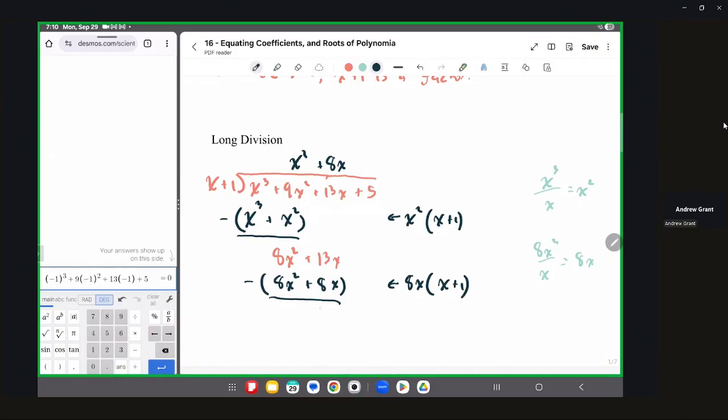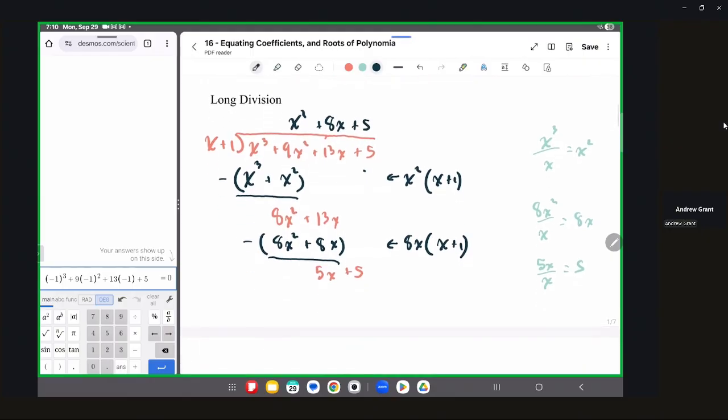13x minus 8x is 5x. Bring down the 5. So we end up with 5x plus 5. And then lastly, we see, okay, well, how many times does x go into 5x? Well, it goes in 5 times. So we go plus 5. And so on this line, we will have 5 times x plus 1. And when you subtract off these quantities, you get 0.